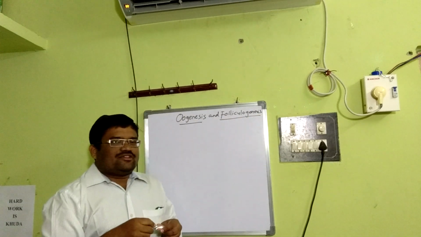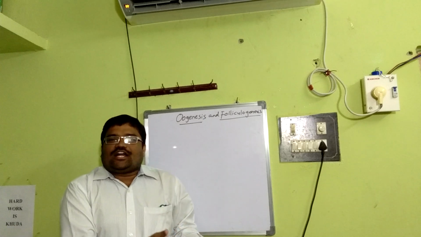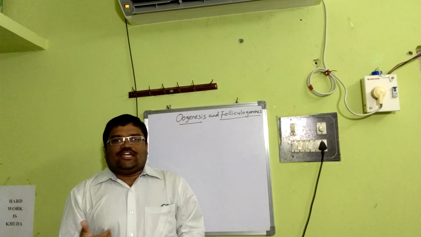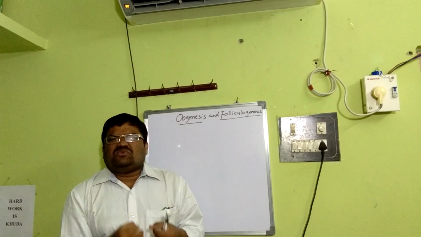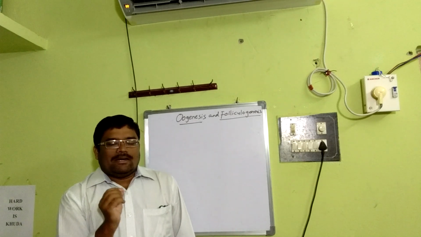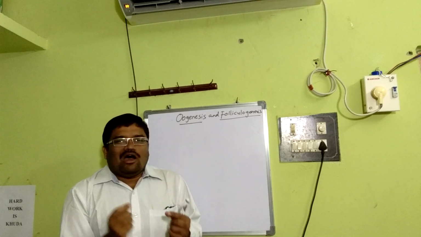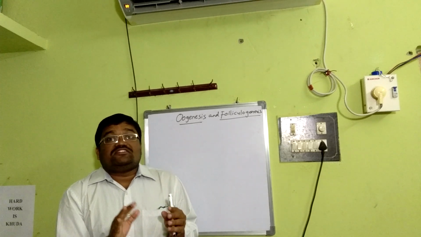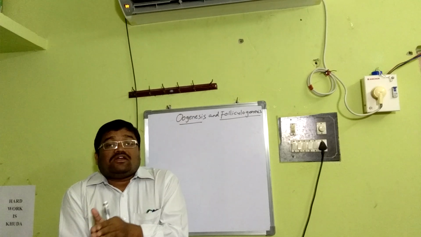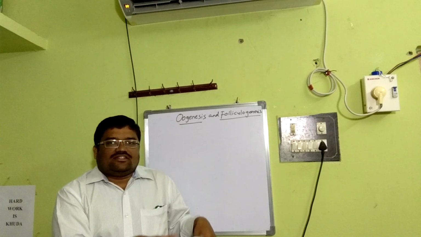In the previous class, we discussed spermatogenesis, which begins from puberty and continues up to old age, and the rate of sperm production is very high, at the rate of 1.5 million spermatozoa per minute. In case of oogenesis, it is the creation of ovum or egg from germ cells. In contrast to spermatogenesis, oogenesis begins in the fetal stage itself.